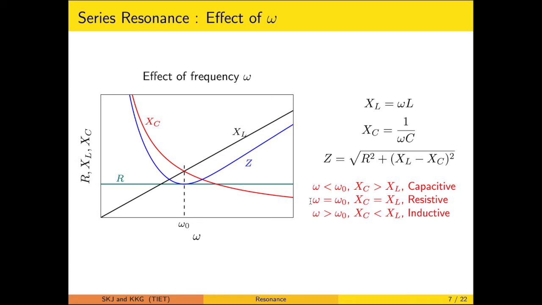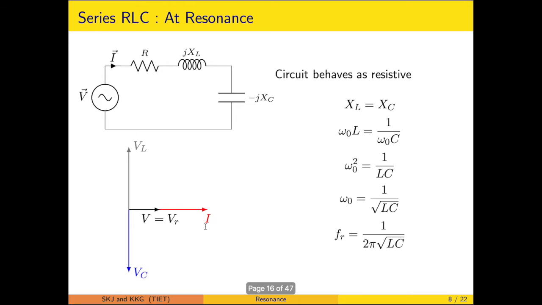So exactly at omega equal to omega 0, the inductive and the capacitive reactances are identical, so they will be cancelling out each other, and the resulting impedance will be resistance, and the behavior of the circuit will be resistive. So this is the condition which is regarded as the resonance condition, and omega 0 is the resonance frequency.